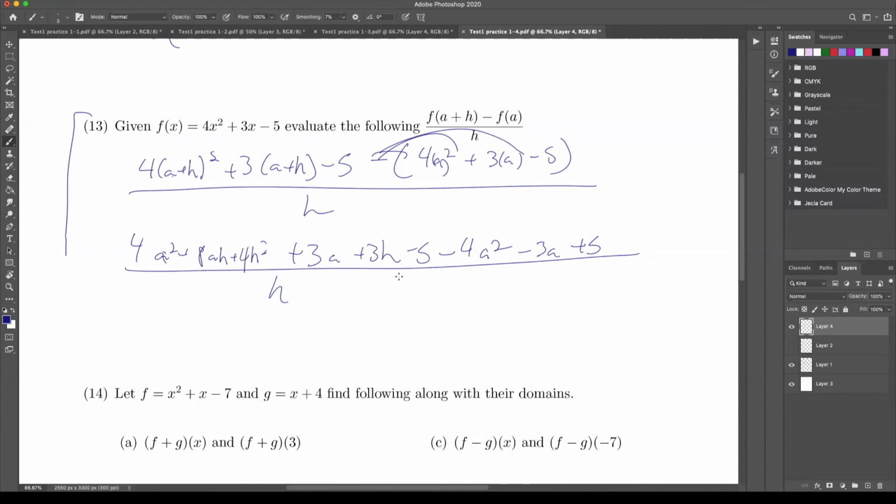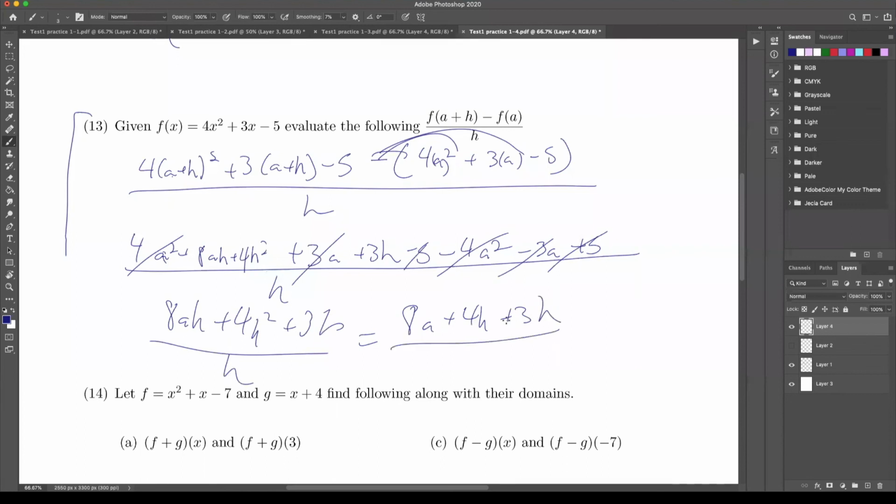Okay, and then we just cancel some things. The negative 4a squared cancels this positive 4a squared. This minus 3a cancels this positive 3a. The positive 5 cancels the negative 5. And so what am I left with? I'm left with 8ah plus 4h squared plus 3h all over h. We'll factor out the h, so it'll be 8a plus 4h plus 3, all times h divided by h. Cancel out the h, which leaves us with 8a plus 4h plus 3.